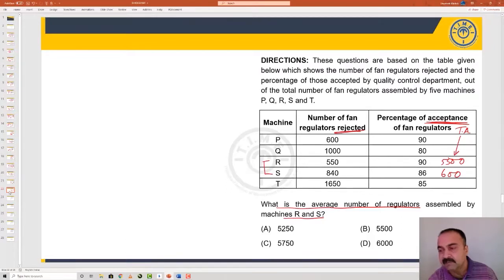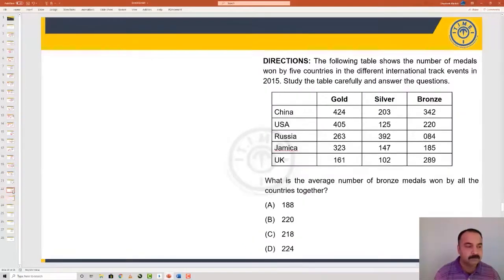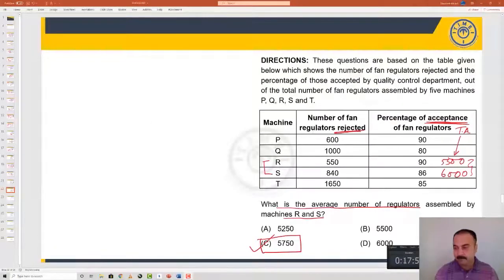This is the total assembled. What is the average between these two numbers? So between 6,000 and 5,500, the average between two numbers is always midway between those two numbers. And therefore that value is 5,750. The gap is 500. What will be the midway in this gap of 500? When you move 250 ahead. So from 5500, you move 250 ahead. That brings you to 5750.